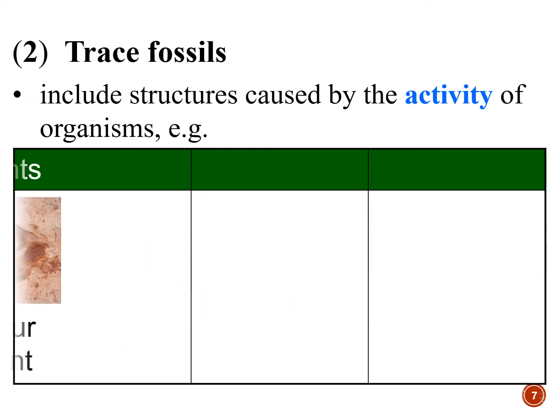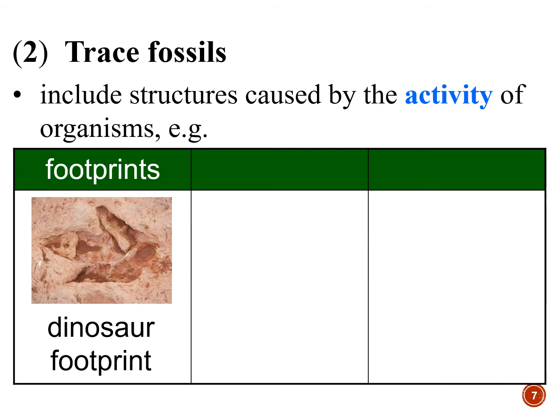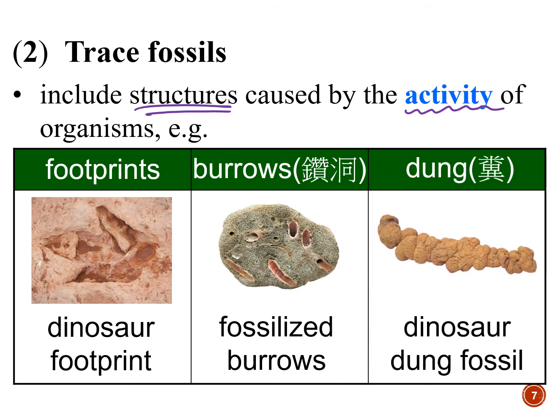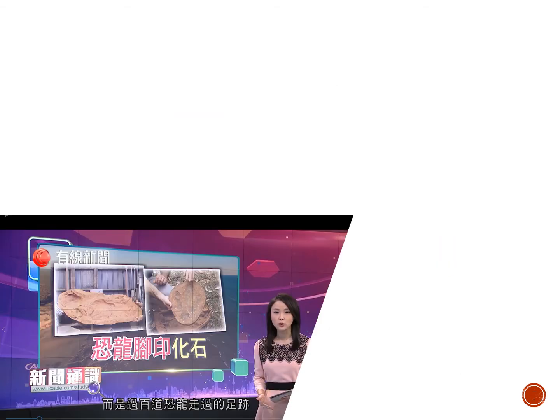Another type of fossils is called the trace fossils. It shows the structures caused by the activity of the organism, such as the footprints of a dinosaur, the burrows of some worms, or the dung of the dinosaurs. Speaking of the trace fossils, iCable TV News reported a discovery of dinosaur trace fossils in Australia.